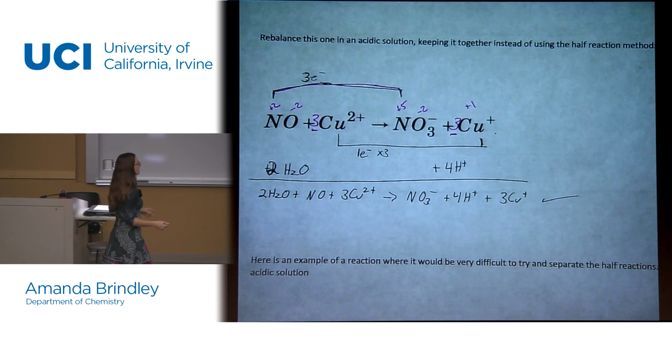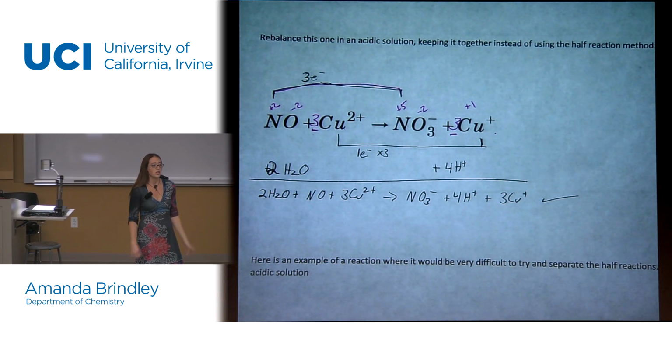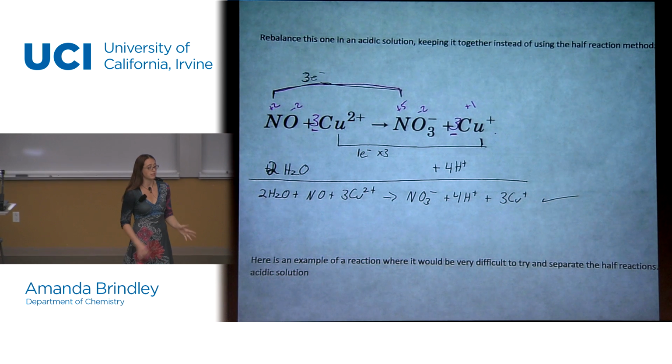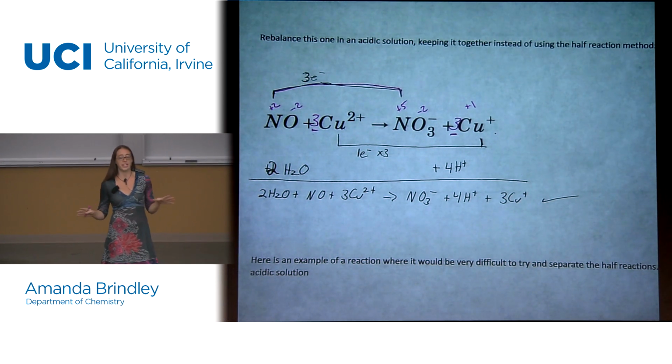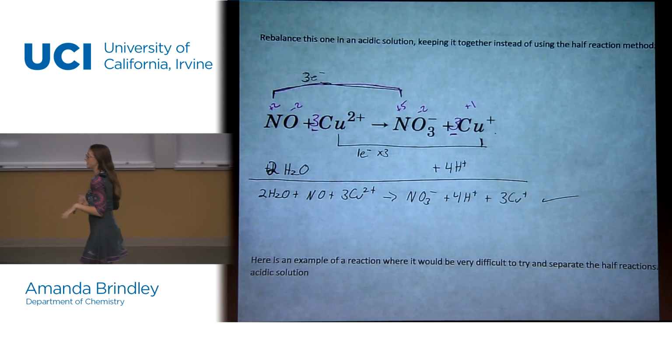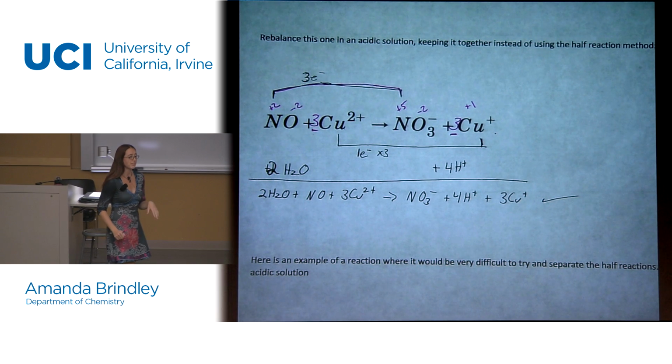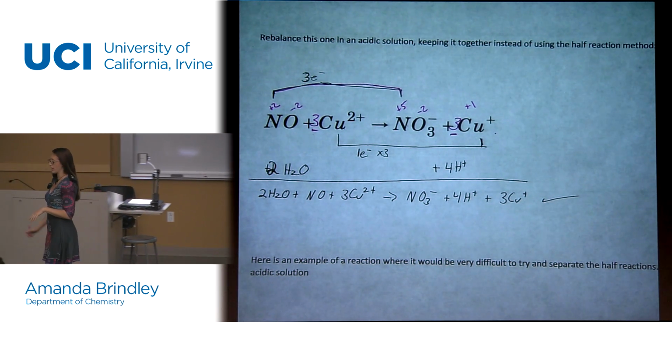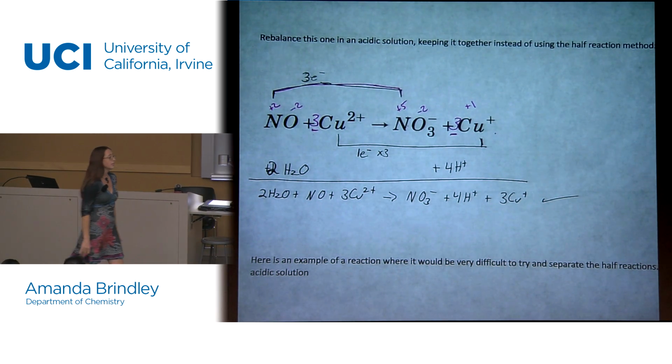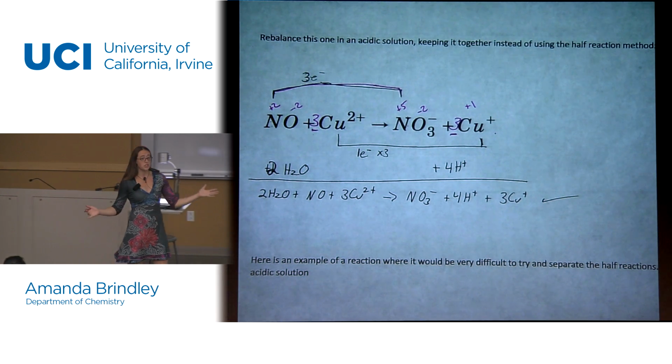Then we said, okay, now we need to fix our hydrogens. So we added in 4 H pluses. And at that point, we're done. Last time I kept going by accident and went with the OH minuses, but we're in an acidic solution. We don't need to do that. So we can just stop right there. At that point, we're done. The only thing left to do is rewrite it.